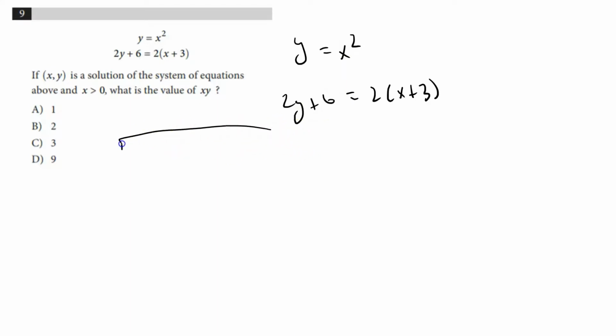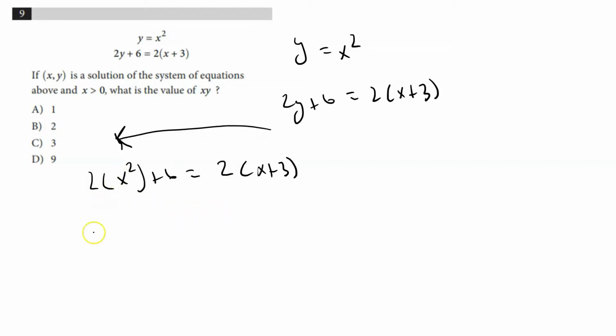So let's bring this here. 2 times y, so 2 times x squared plus 6 equals 2 times quantity x plus 3. So I think this is promising. We have the same variable on both sides, right? So we can just solve for it.